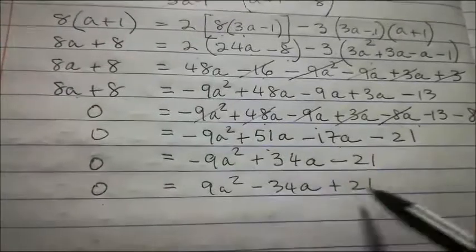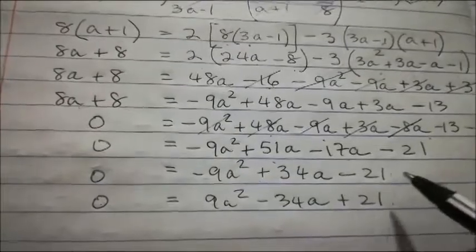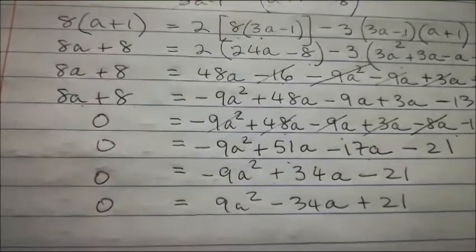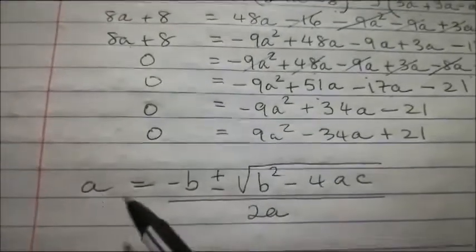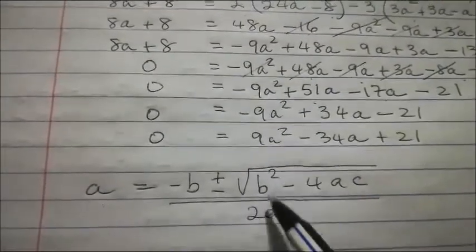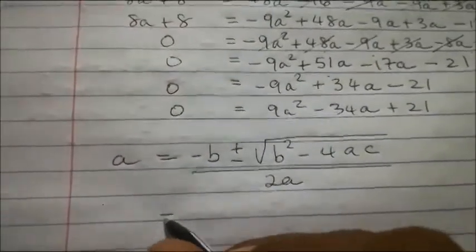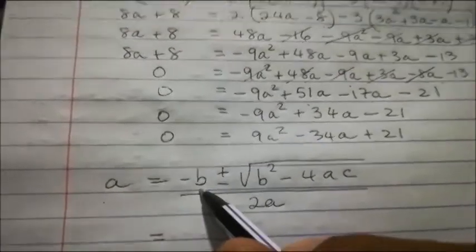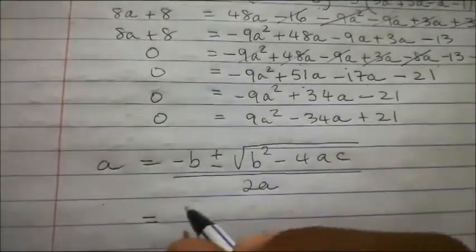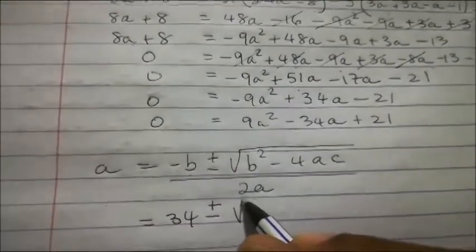Now looking at this expression, it's hard to solve by factorization. So to be on the safe side, we're going to use a formula. This is the formula that we will use. Since we're solving for a, a is going to be equal to minus b plus or minus the square root of b squared minus 4ac over 2a. And this boils down to, what is b? B is negative 34. So a negative 34 is going to be a positive 34, right? So we're going to have 34 plus or minus the square root of what?